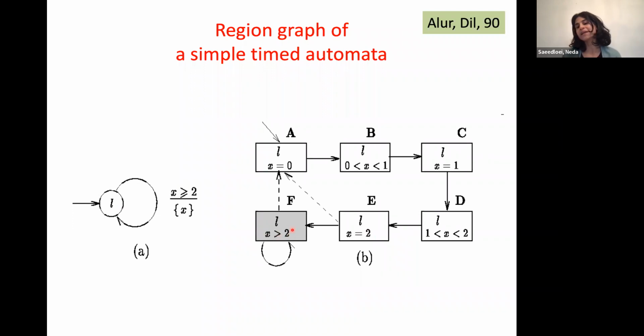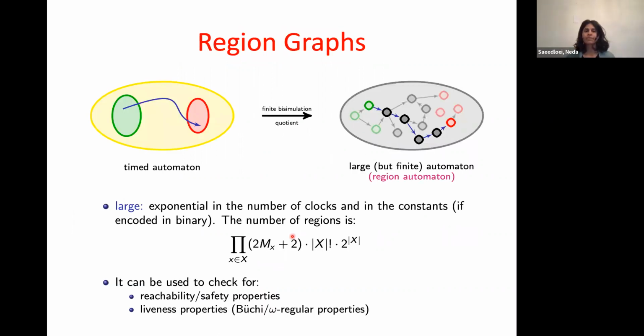And finally, here, as I said before, because there is no invariant in this location L, in the region F we have X greater than 2. The reason this region is reachable is because there is no invariant that forces this timed automaton to progress. So it is possible for this automaton to stay in location L while the value of clock X is greater than 2.